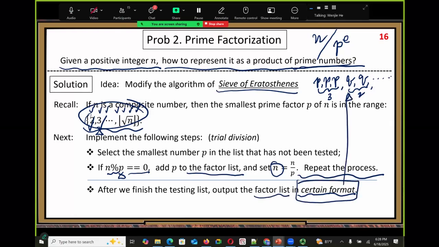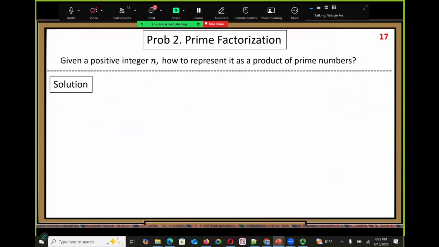Representing your prime factors in a certain format. This certain format, I delay to the next slide, where I describe that format.